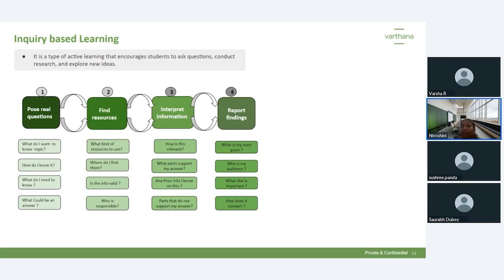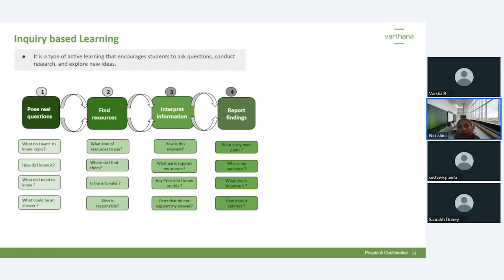After that, once they get the concept of inquiry-based learning, students will automatically start asking questions when we introduce a topic. What is this? Why is this? Is it relevant, etc. So we'll quickly look at the model. The first step in this model would be posing real questions to them. Like what do I want to know about this topic? How do I know it? What do I need to know about this topic? And what could be an answer?